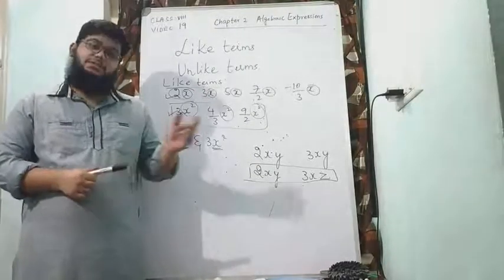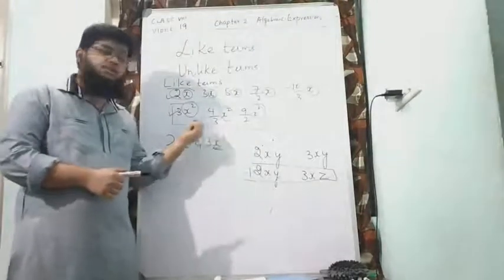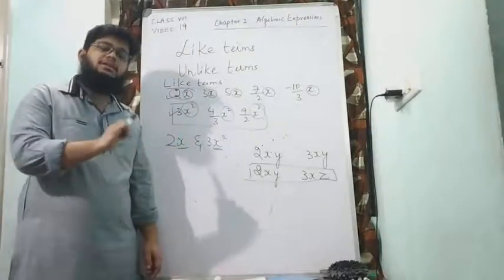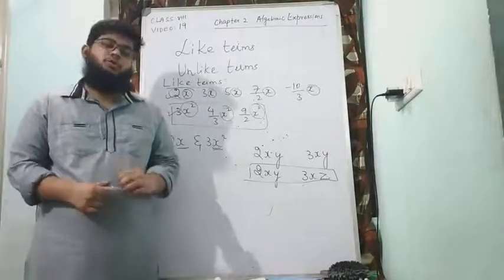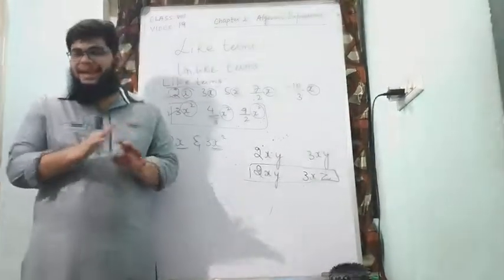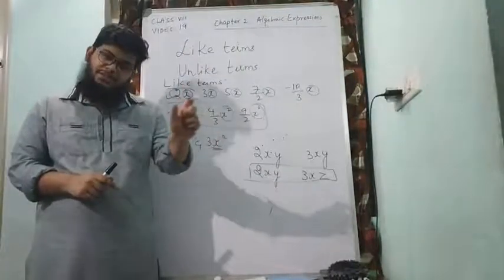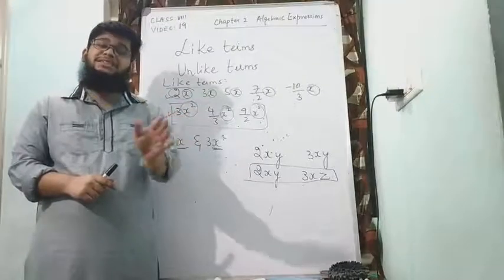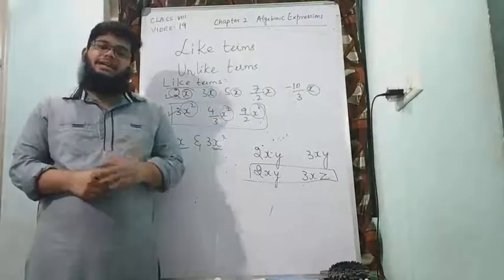Even if the variables have the same letters, the powers also should be the same for them to be called like terms. If the powers are different, then they can't be called like terms. So your homework is to take any number of algebraic expressions, then make groups of like terms, that is, algebraic expressions with the same variables, and then write down the other ones as unlike terms.